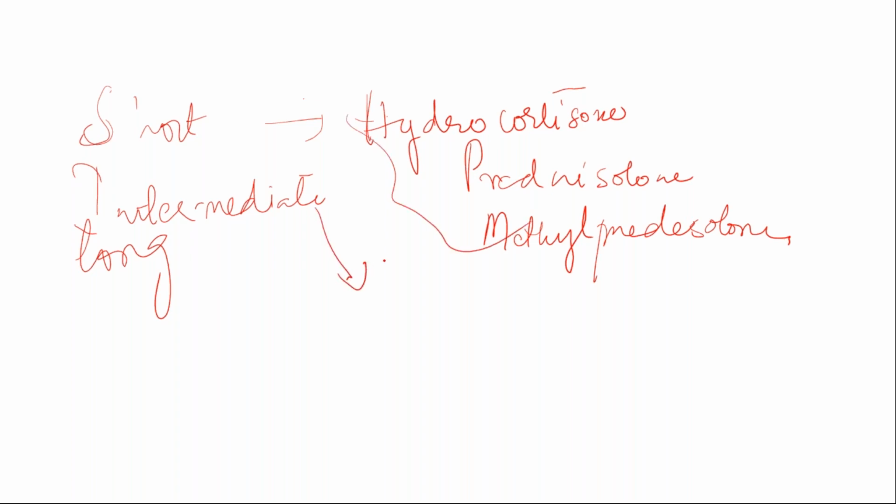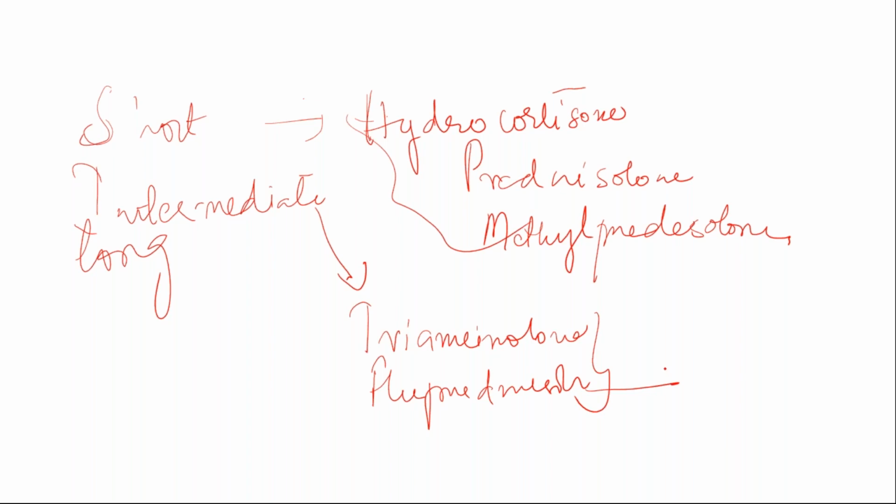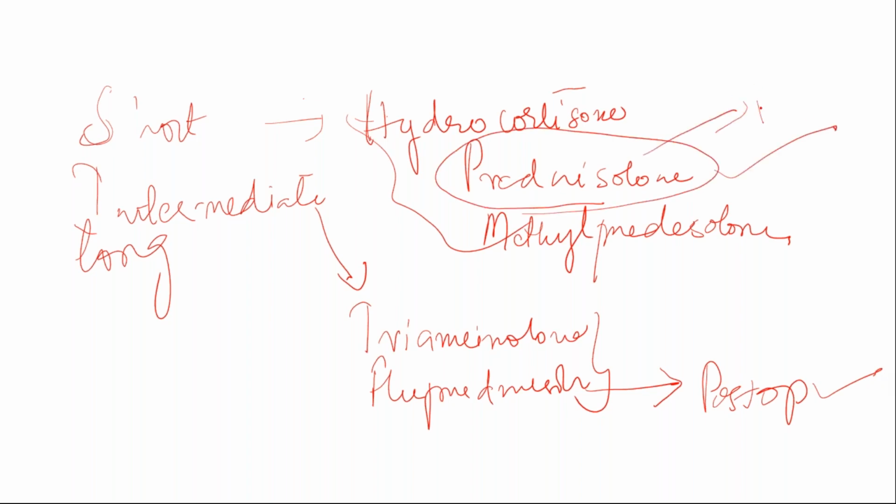Now coming to intermediate acting, triamcinolone and fluprednisolone. These two drugs, this is the latest steroid we are using post-operatively, but it is less effective when compared to prednisolone. So prednisolone is the main drug which we give after surgeries. Post-operatively, the drug which we give is prednisolone.